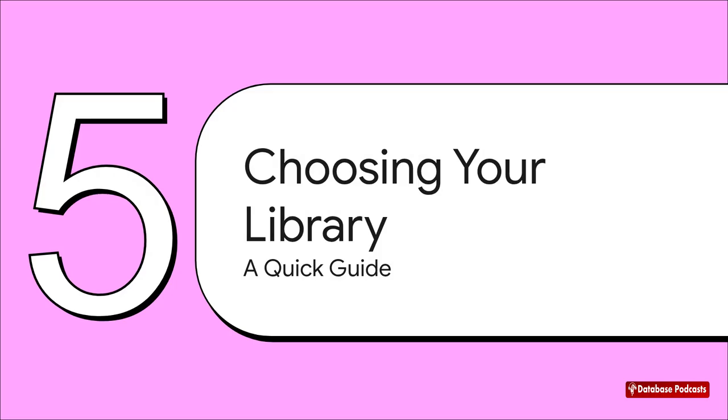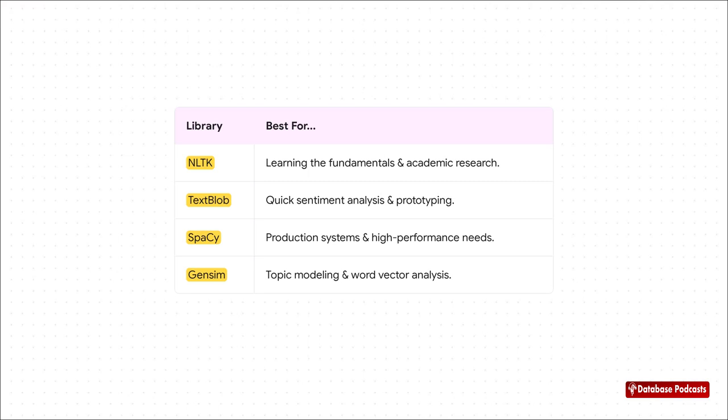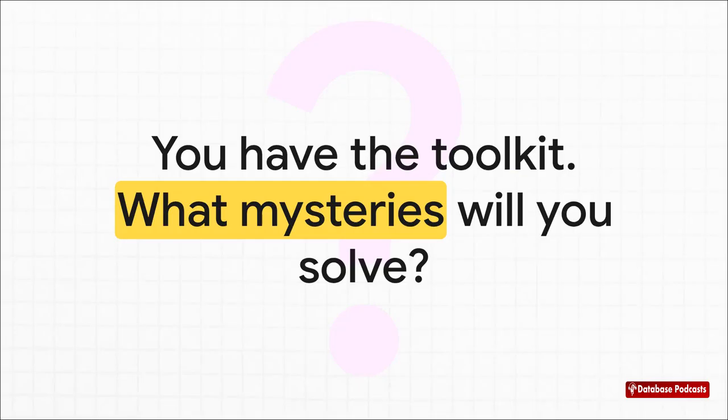Wow, we have covered a ton of ground. So let's bring it all home with a quick and easy guide to help you pick the perfect tool for whatever job you have in mind. This slide right here is your cheat sheet. Seriously, if you're just starting out or you're deep in academic research, begin with NLTK. For quick projects, maybe some rapid prototyping, TextBlob is your best friend. When you're ready to build a serious, high-performance, real-world application, you're going to want to grab SpaCy. And if your main goal is to uncover hidden topics in huge collections of documents, Gensim is the specialist you need to call.